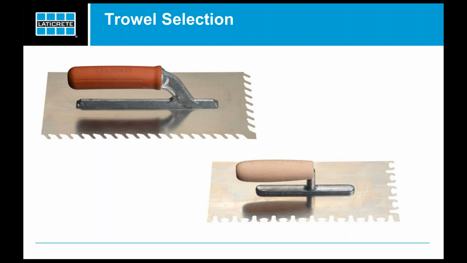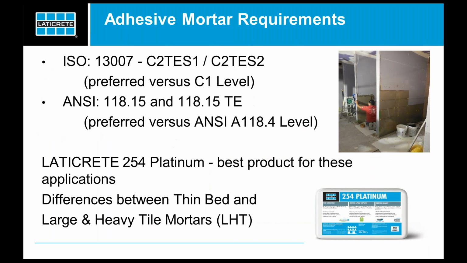The trowel to the lower right there is called a Euro notch trowel, and you'll see that the teeth configuration is different as well, but they're all built to make sure that the adhesive can collapse onto itself. So the adhesive mortar requirements for these materials is to use the more high performance product, the materials that have higher bond strength. So in our line, we have found that the Laticrete 254 Platinum is one of the best products to use for this material.